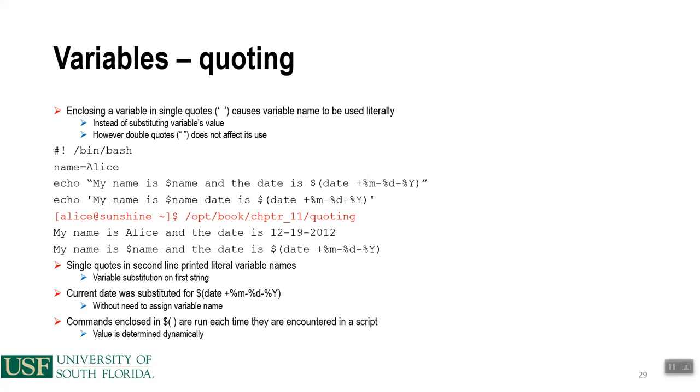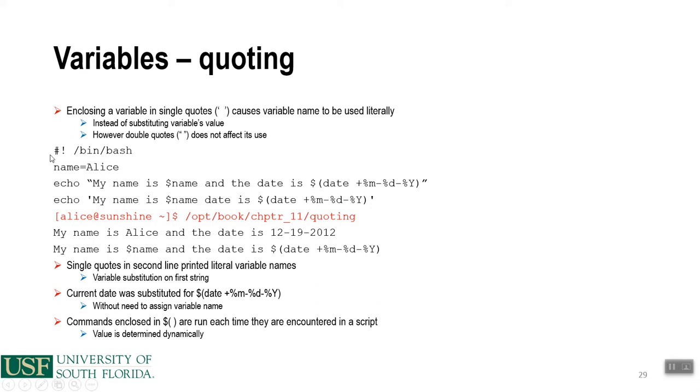We can also do what's called quoting. If we wanted to write a basic script, the idea is to enclose a variable in single quotes, which causes the variable name to be used literally. So instead of just using that variable name in a particular task, we can use it in a naming convention. We can go ahead and run a script that looks something like this.